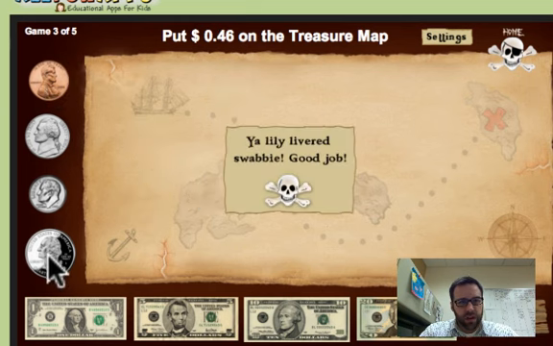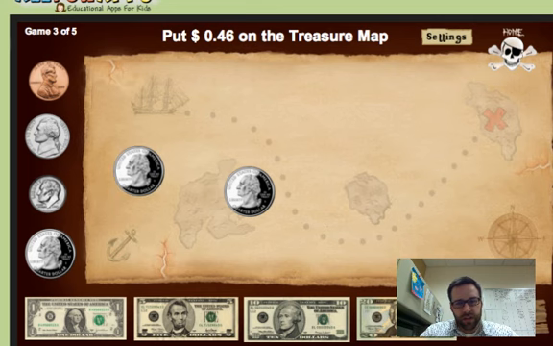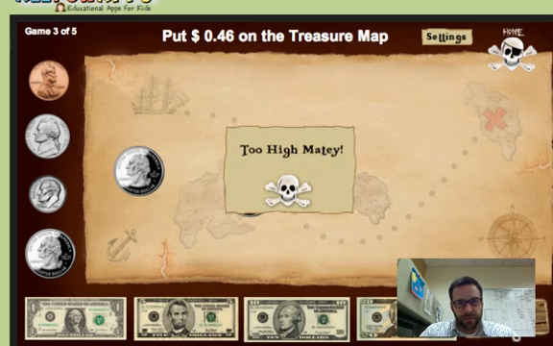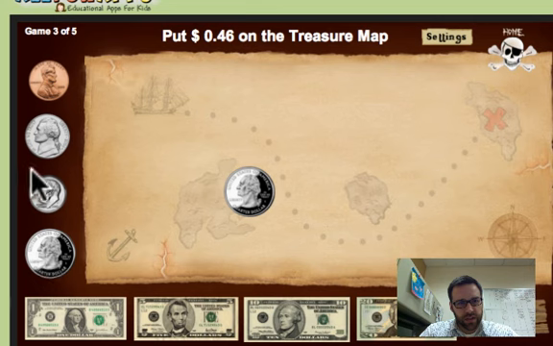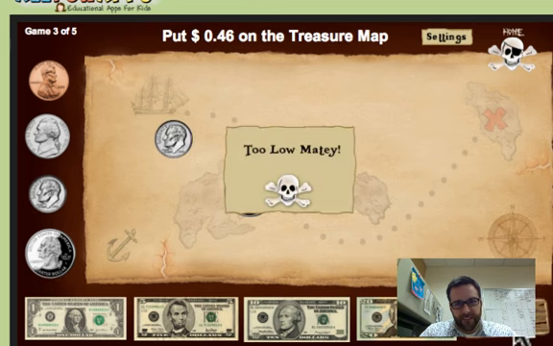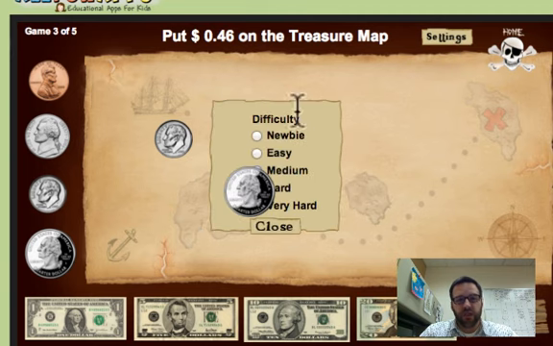And if you get one wrong, let's do that. Here's what he says. Too high, matey. Or the other direction. Too low, matey. So you can probably imagine just how much more practice kids would get with something like this. And you can, of course, change how difficult you want the game to be as well. All right, that's our elementary school.